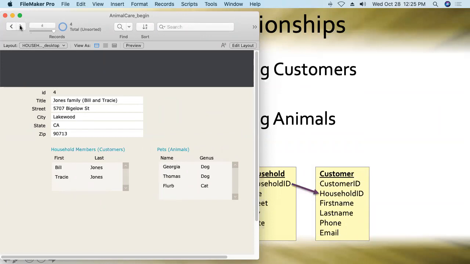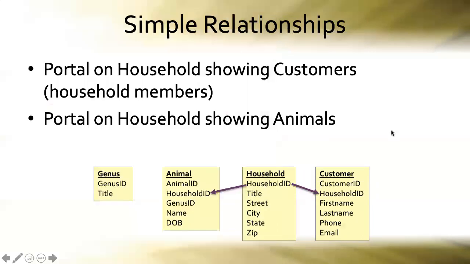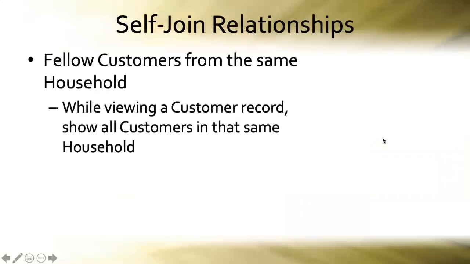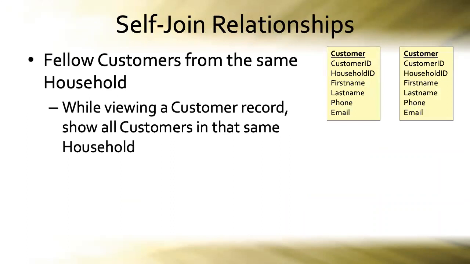All right, and as I walk through the different household records, we can see the contents of the household members portal is changing, as is the pets or animals portal. So those are your simple relationships. Let's move on into some more unusual relationships, less common.